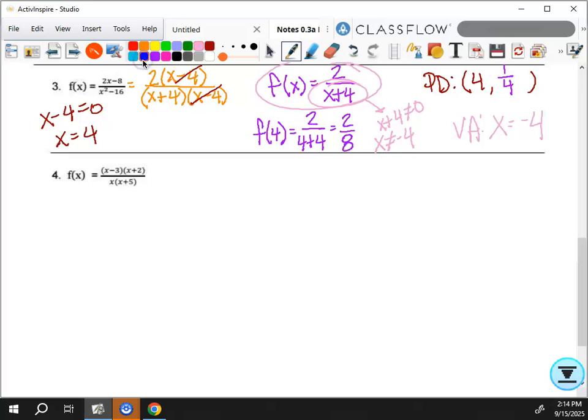4 is factored for us. That's really great when that happens. Can I cancel anything out? No. All right. So then that means down here, I have 2 factors unique to the denominator. I have x that can't equal 0, and I have x plus 5 that can't equal 0. So this one takes care of itself, and then x cannot equal -5. So I have 2 vertical asymptotes, which is totally fine.